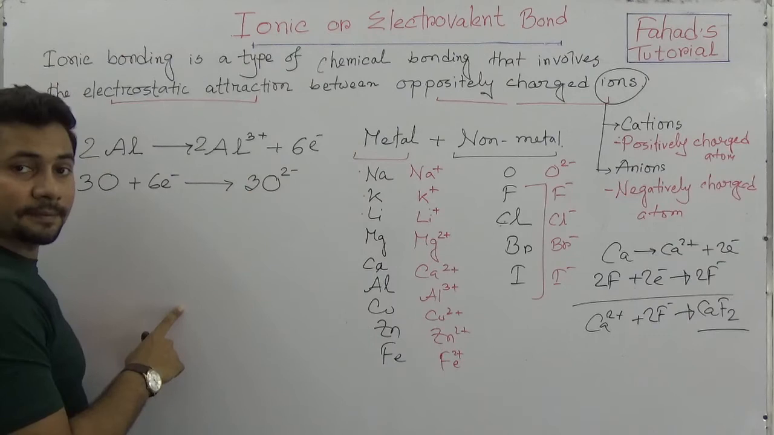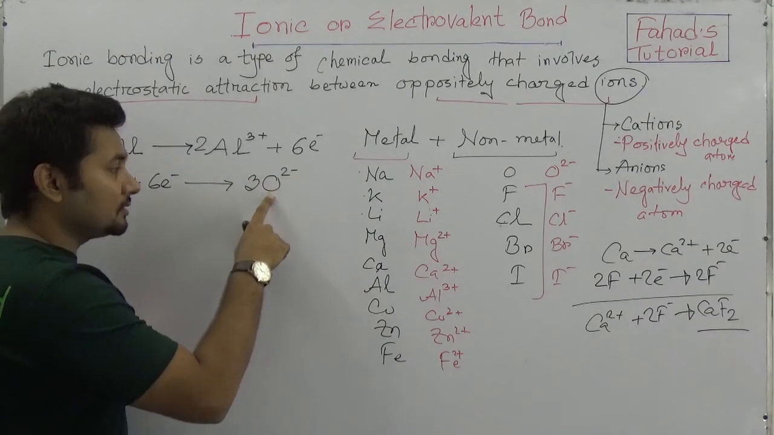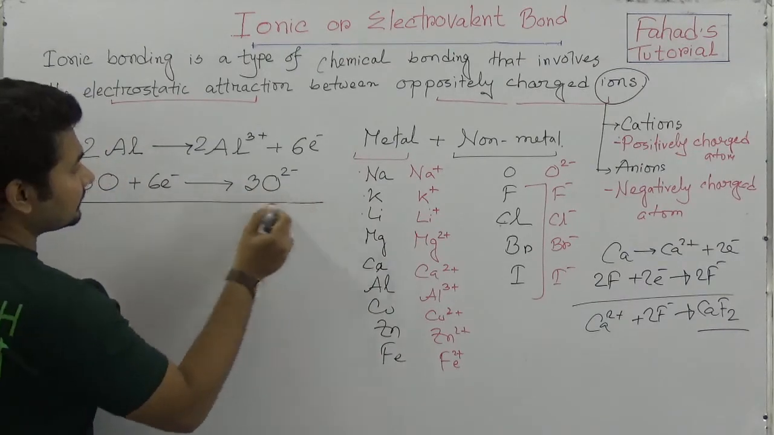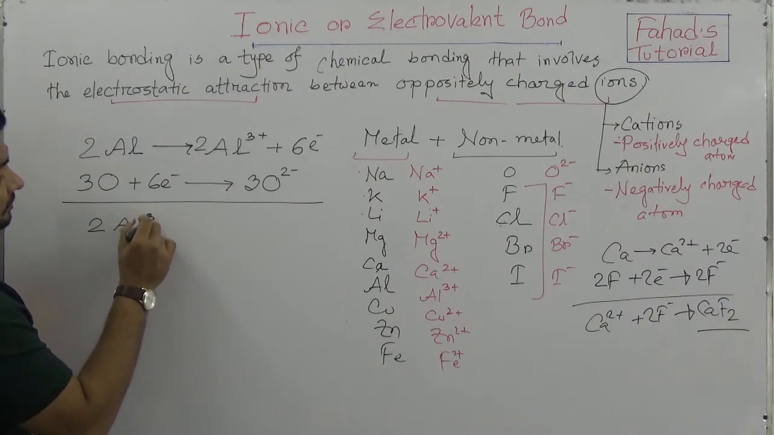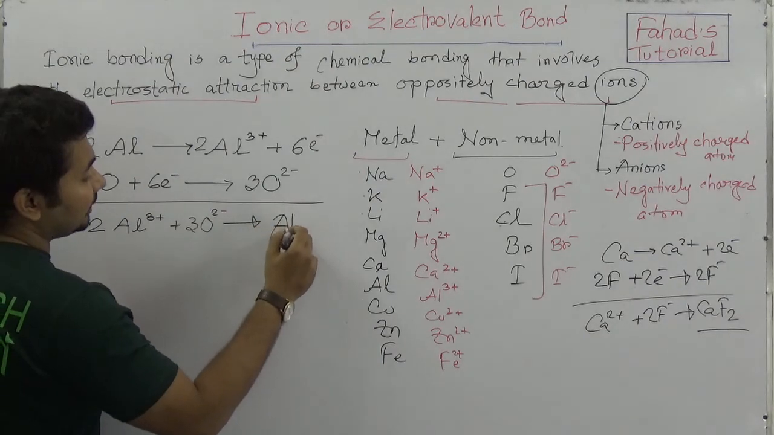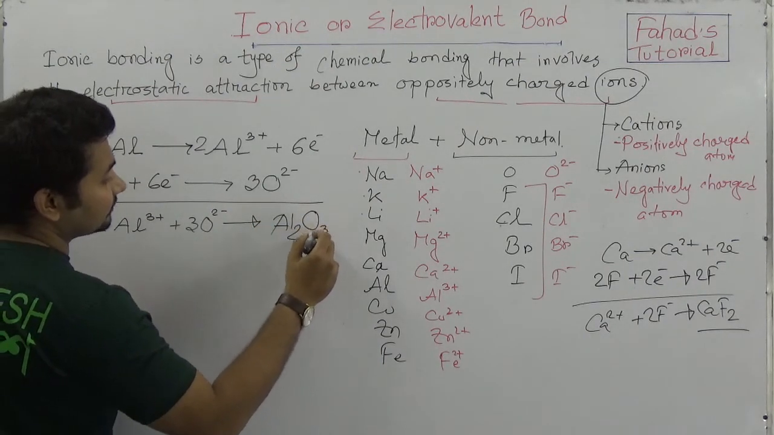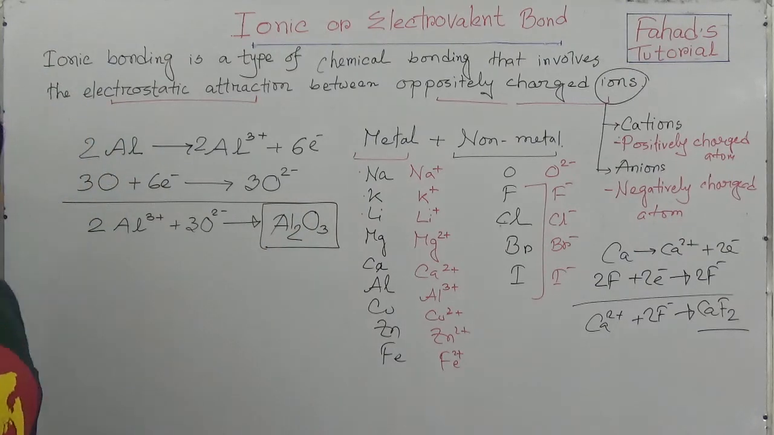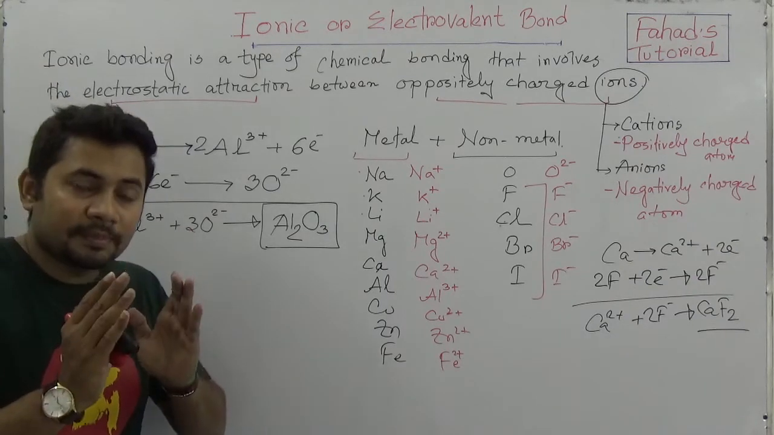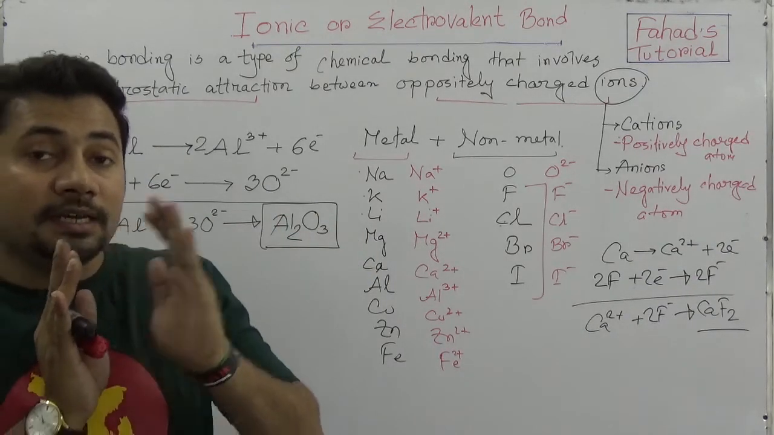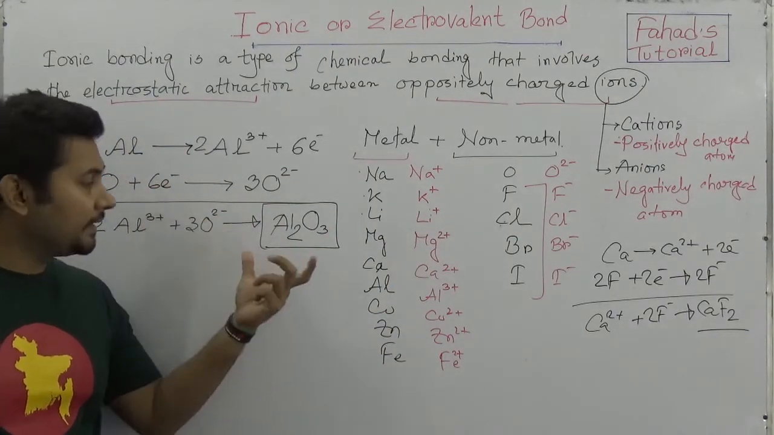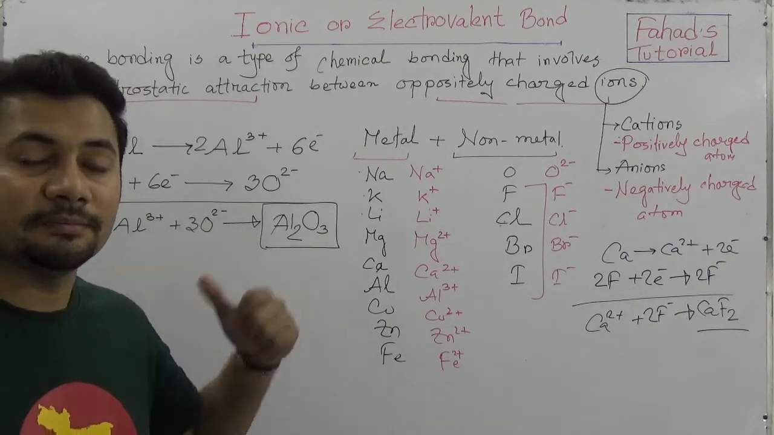Then it will become 3O2 minus. I mean O2 minus. Oxygen will receive these 2 electrons, but 3 oxygen is required. And now, if you see, the 2 aluminium 3 plus and 3 oxygen 2 minus will form aluminium oxide, and this is the chemical formula of aluminium oxide. I hope you understand. If for the metal and non-metal the donated electrons and accepted electrons are not the same, then we need to multiply. And this is the formula of aluminium oxide.